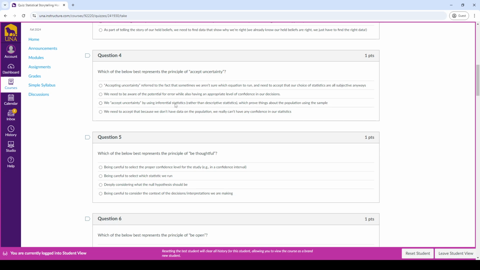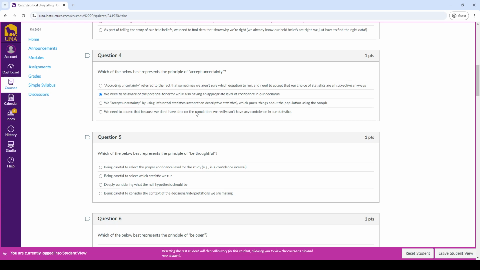Accept uncertainty using inferential statistics rather than descriptive, which proof that, well, we never prove. So that one's got a couple of things wrong with it. And then need to accept uncertainty because we don't have data on the population, so really can't have any confidence in the statistics. Well, we don't have data on the population, but the whole point of the statistics is to have confidence in them. So I'm going to go with this.